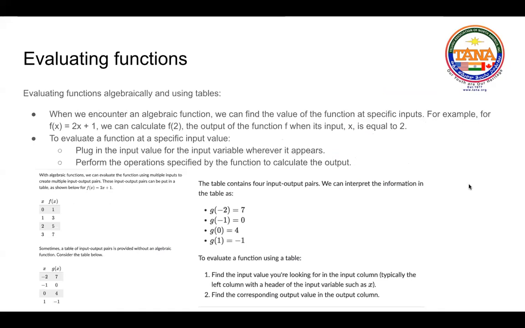All right, so evaluating functions algebraically and using tables. When we encounter an algebraic function, we find the value of the function at very specific inputs. For example, you have f of x equals 2x plus 1, and we can calculate f of 2, the output of the function with input x equal to 2. In this case, you plug in 2, so you get 2 times 2 plus 1, which is 5. You evaluate a function at a specific input value by plugging in that value wherever it appears and performing the operation specified by the function to calculate the output.